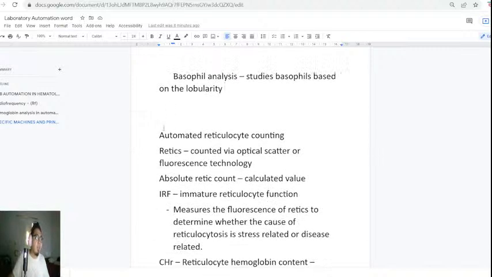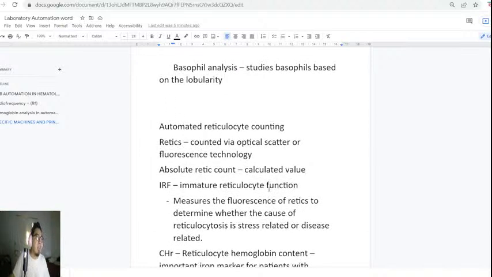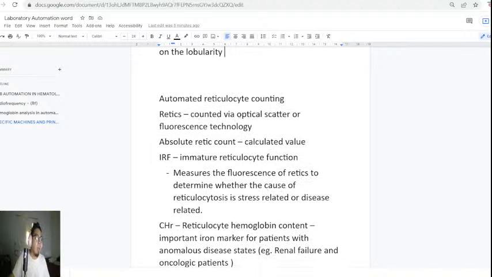All right. Now, automated reticulocyte counting. Basically, again, they're counted via optical scatter or fluorescence technology. The computation is done by the machines as a calculated value. The only thing that is measured is the actual retics. All right, and it can also do immature reticulocyte function. So it measures the fluorescence. All right.